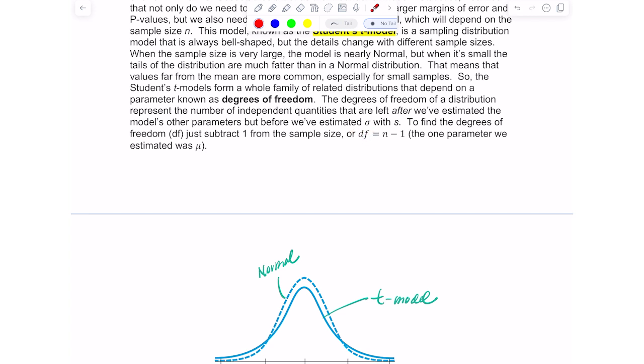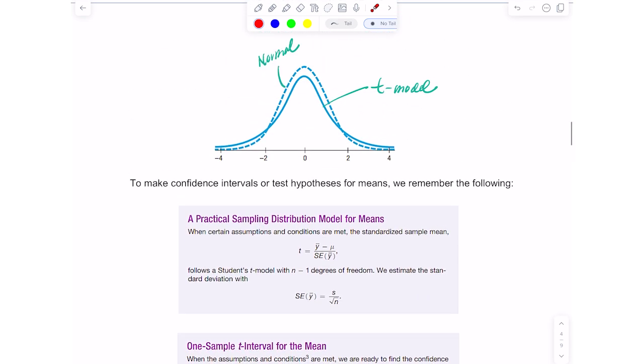To find the degrees of freedom, which we notate df, you just subtract 1 from the sample size. So this is the formula, if you want to call it that, for degrees of freedom: it's just the sample size minus 1. The one parameter that we estimated was mu. Remember, we do that because in our sampling distribution, all of our y bars will pile around the true mean, which is mu. So again, the central limit theorem tells us that when we take large enough samples over and over again of the same size, our y bar will equal mu. So the sample mean will equal the population mean.